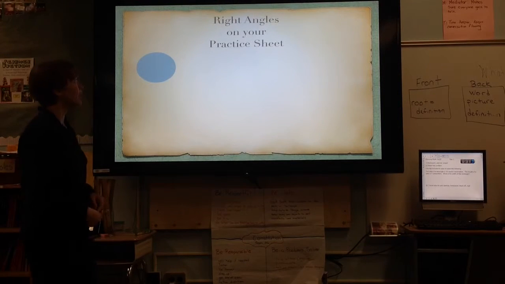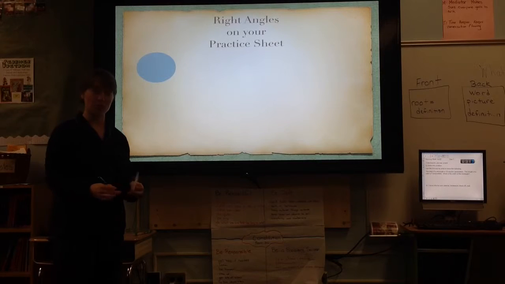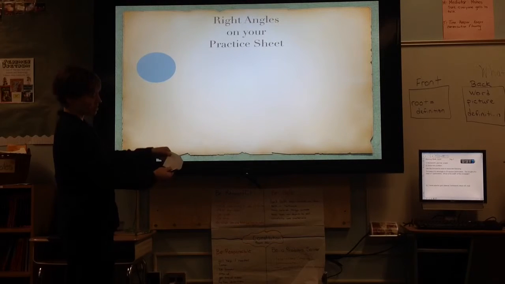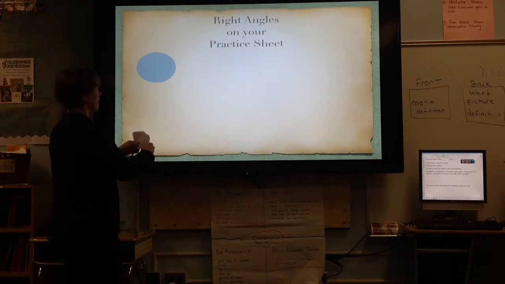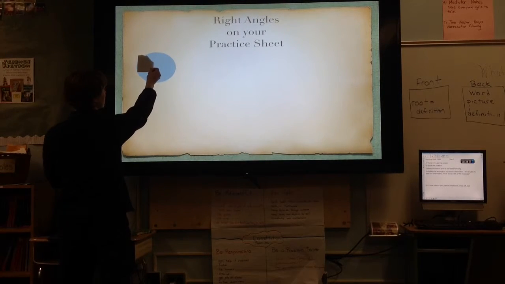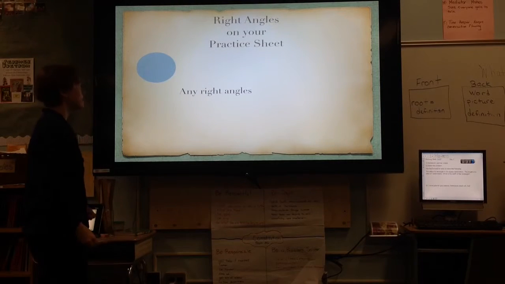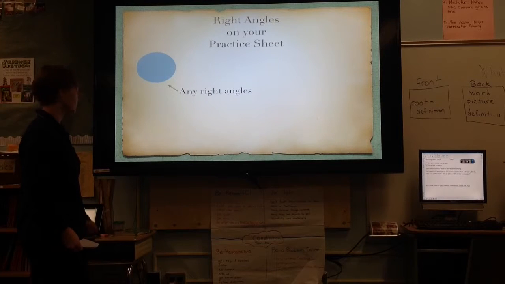First thing you want to look at is a circle, which is what this sort of was in the beginning. Does this circle have right angles? Well, we can test it. This is my right angle sheet. I come up to my circle. Is anywhere perfectly right angled? The answer is no, it's not.